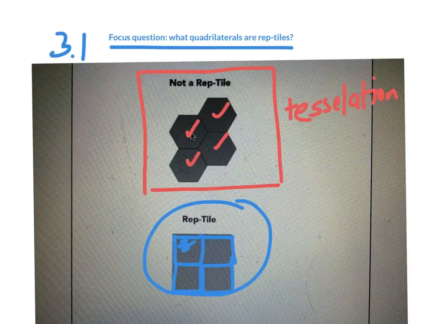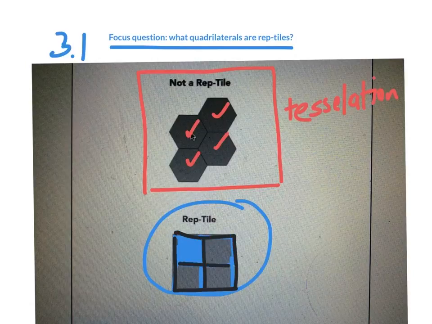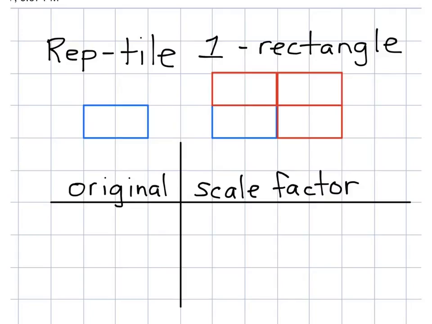So if this is the original that I shaded, it looks like a window. I can now make a copy of that by taking a combination of the same figure 4 times, and it now becomes a reptile. All right, so let's start with our first reptile or repeated tile, reptile number 1, which is a rectangle.